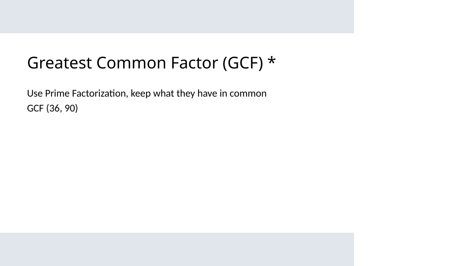All right. So what I want you to do is find the greatest common factor of 36 and 90. So find the greatest common factor of 36 and 90. I'm going to set up a poll for this. What's the biggest number that will go into 36 with no remainder that will also go into 90 with no remainder?